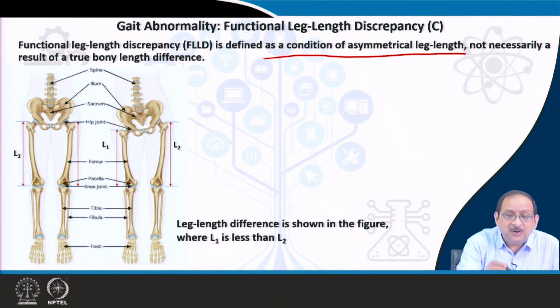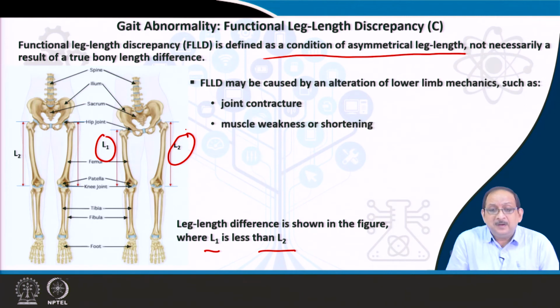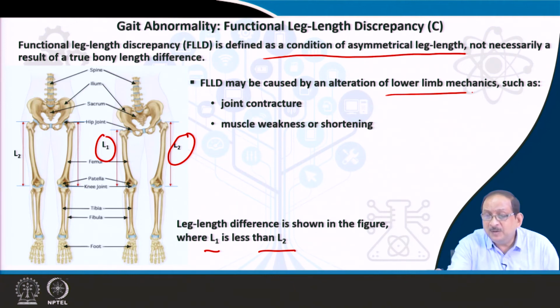So, the figure presented in this slide actually presents the leg length difference where L1 is less than L2. Now, the functional leg length discrepancy may be caused by an alteration of lower limb mechanics. It may be due to joint contracture and also due to muscle weakness or shortening.